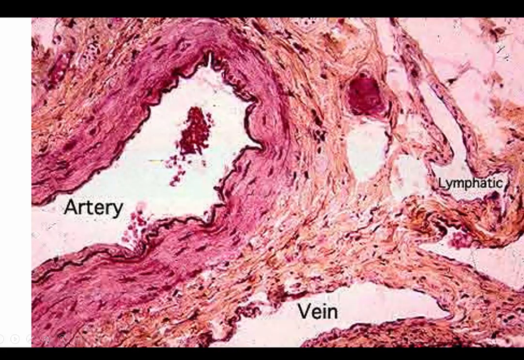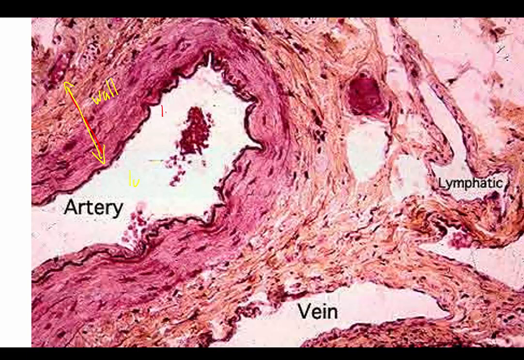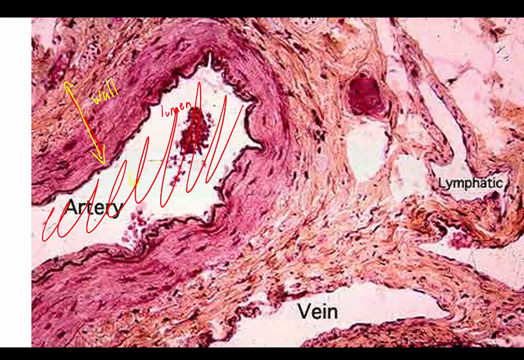So here's another microscope image. We can see here that this is an artery. This whole area, from here to here, is the wall. It's very, very thick. In here is the lumen, and in there is a wee cluster of red blood cells. If we look at this part, this is the vein. The white area is the lumen, and again this is a very, very thin wall.